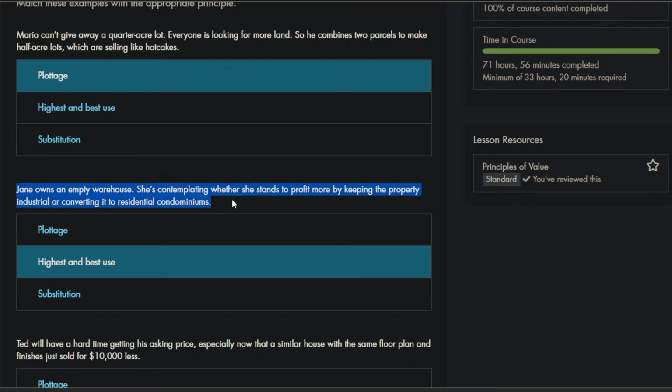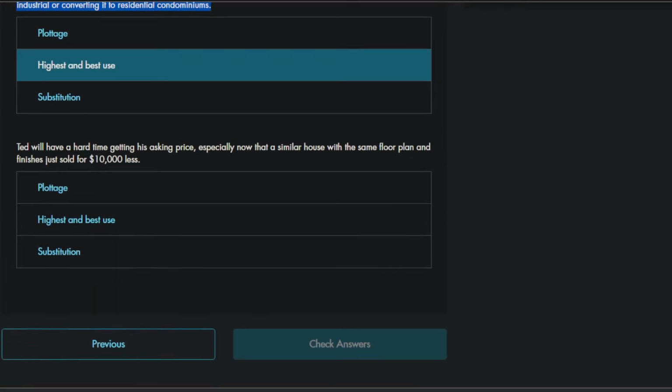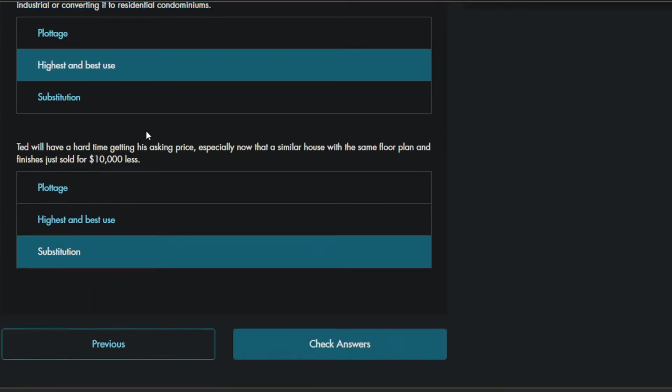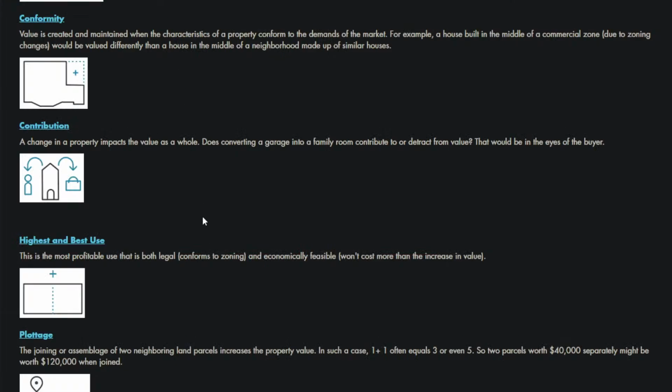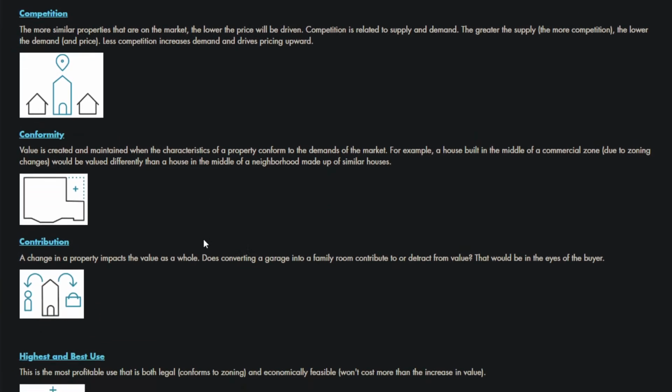Where it kind of throws me off is it doesn't say that it's already zoned for industrial or residential. If it is, then obviously highest and best use would be converting it to residential. And then substitution obviously is one house. Let's go back and read substitution. Where is that?